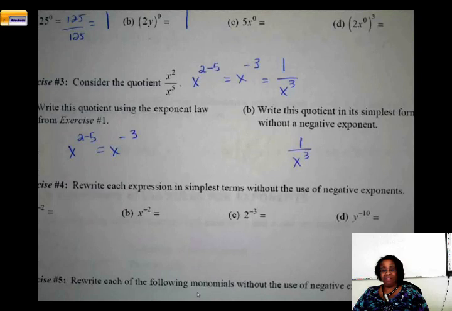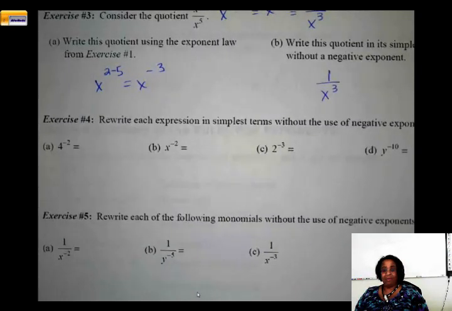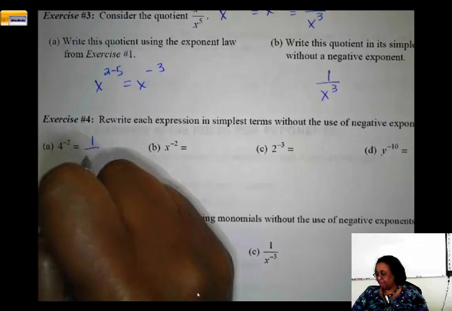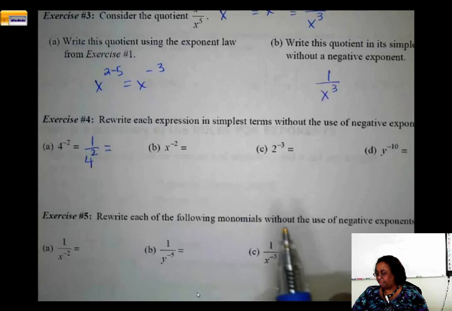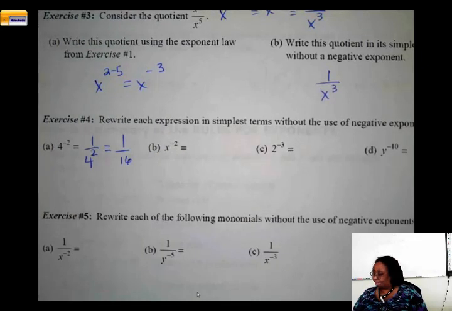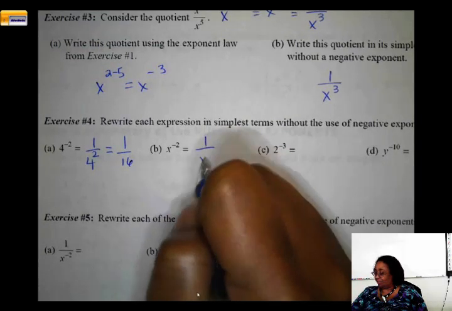Now on exercise 4, what do they want us to do? Rewrite the expression and simplify, determining how to use a negative exponent. Okay, so what would A be? 1 over 16. Well, I'm going to write it as 1 over 4 squared, just so you guys see where it comes from, which is 1 over 16. Okay? And they don't want any negative exponents whatsoever. So this one is just going to be 1 over x squared. Yep.